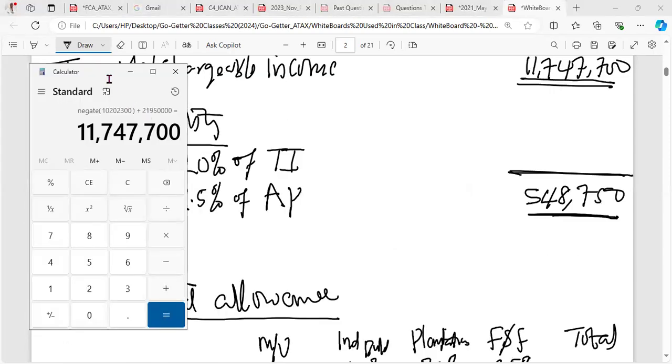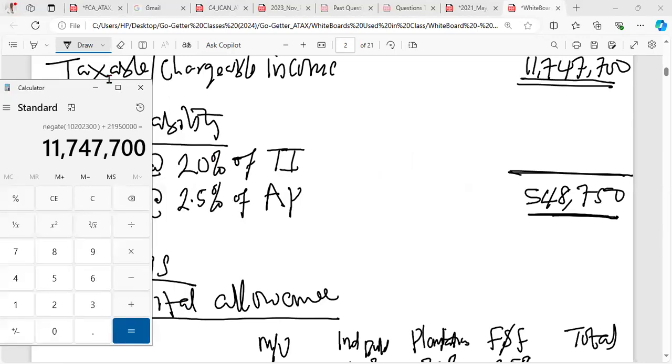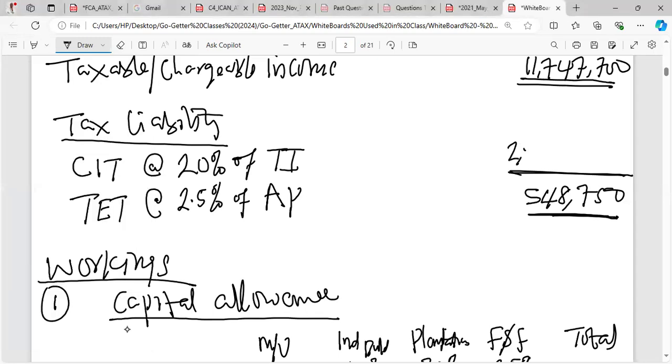Then I'll come here. My CIT is 20% of this figure. So I will say times 0.2. That will give me 2,349,540. So I think I'll need to write this one completely, so that we don't get confused.